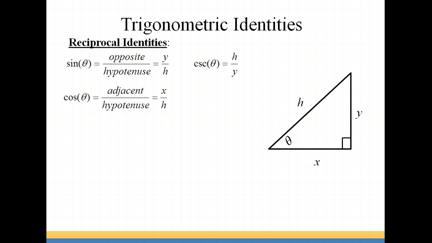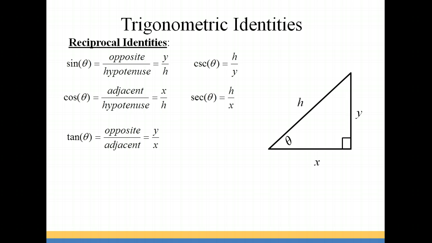The cosine is equal to the adjacent side over the hypotenuse. The side adjacent to angle theta is x, and the hypotenuse is h. The secant is the reciprocal of the cosine, so we have h over x, or hypotenuse over adjacent.